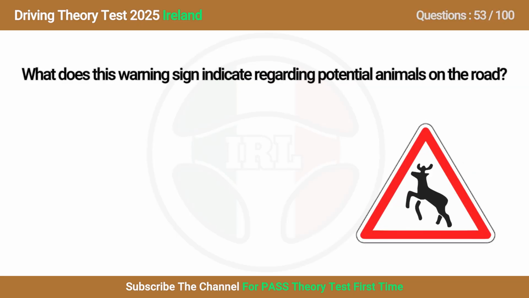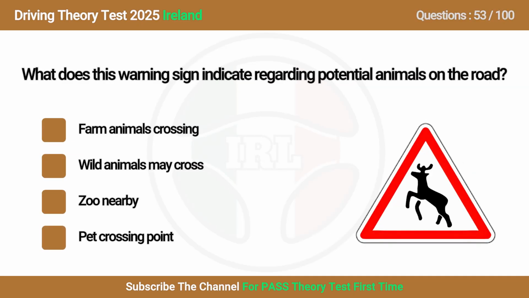Question 53. What does this warning sign indicate regarding potential animals on the road? A. Farm animals crossing. B. Wild animals may cross. C. Zoo nearby. D. Pet crossing point.